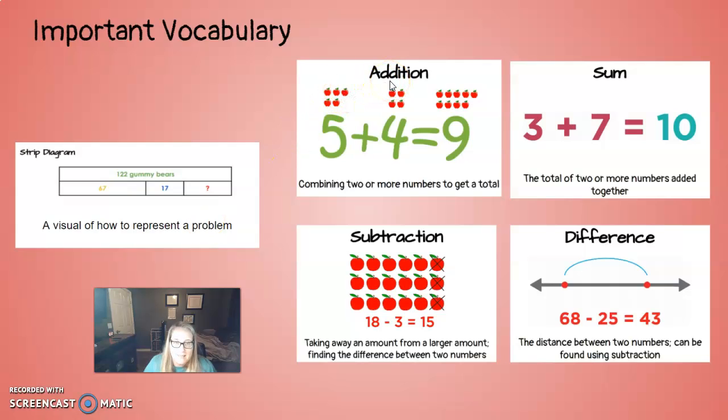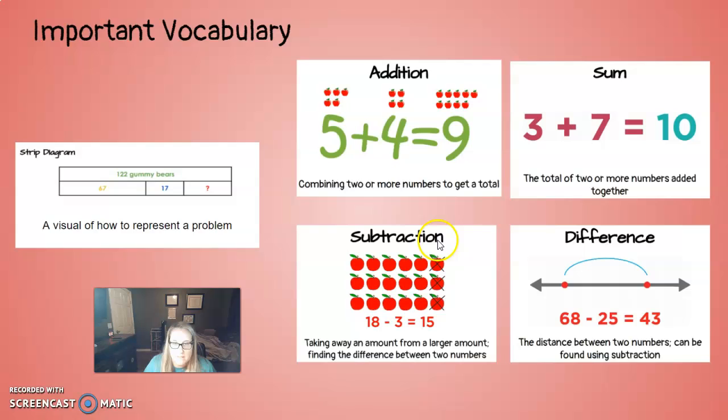When we are doing addition, we're combining 2 or more numbers to get a total. When we do that, we find the sum. Sum is when we are going to add 2 or more numbers together. So sum is the answer to an addition problem.